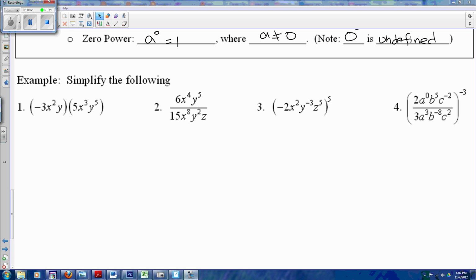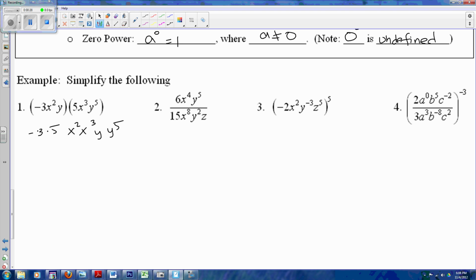All right, the last thing we need to talk about is just the last couple examples on how to simplify with exponents. Okay, so for number one, we're just going to multiply the numbers and then we get to add exponents. So if I write them next to each other, it's negative 3 times 5. I have x squared, x to the third, y to the fifth.